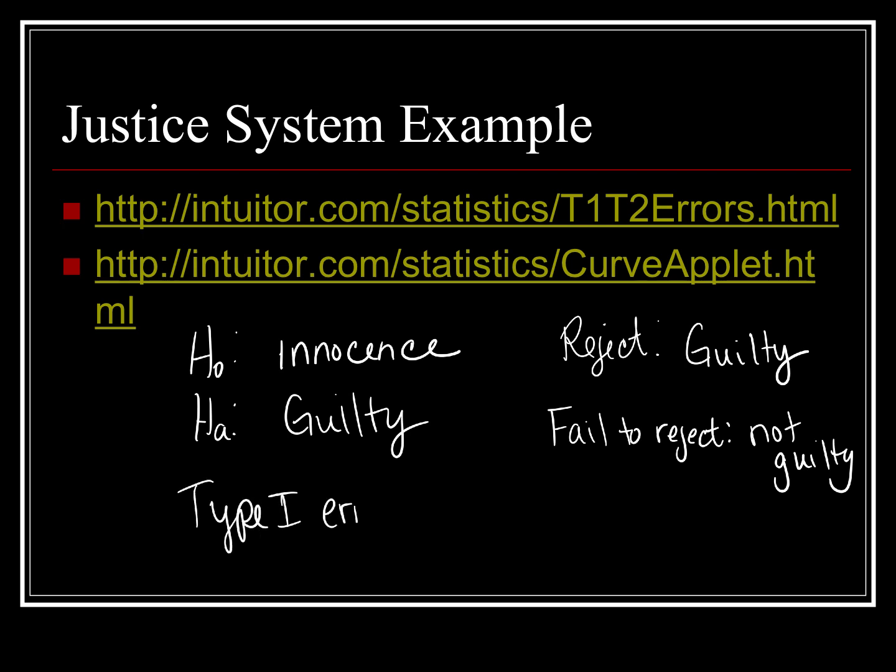So what is a type 1 error? Right, we say they're guilty, right? But they're actually innocent, right? So that's an innocent person goes to jail. That's your type 1 error, right? You've rejected the null hypothesis of innocence, and that person goes to jail, but you're wrong.